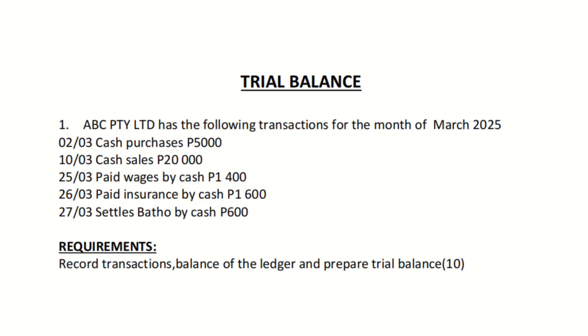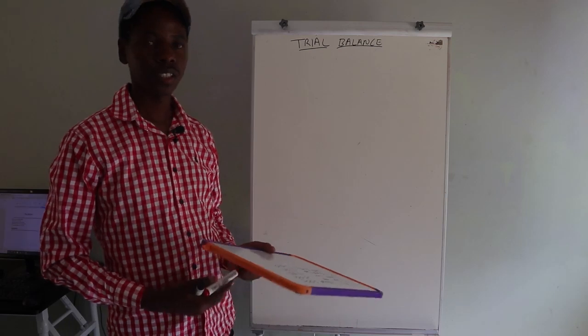And the question says, requirement: record transactions. That is the first thing. The second thing, balance the ledger, and then lastly, prepare the trial balance. So let me write these transactions on my small board, and we start by recording the transactions. I have written the transactions.